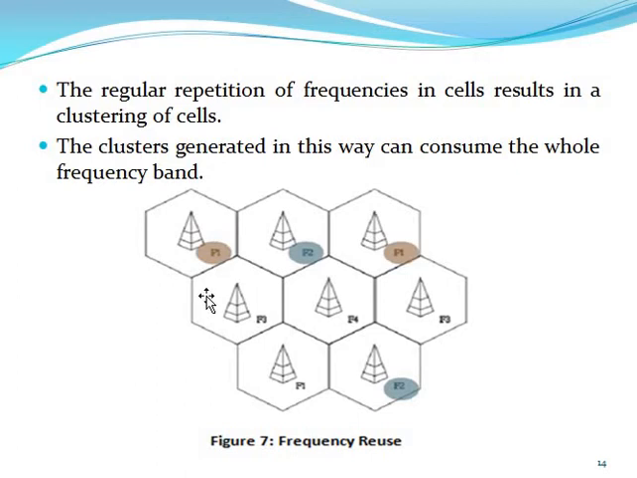So you can see that this is the frequency reuse. This is one tower, and then you can see P1, P2, all the clusters, and this is the frequency. So this is how the frequency is used. We have discussed also that the regular repetition of the frequency in the cells results in the clustering of the cells. The cluster is generated in a way that we can consume the whole frequency band. So this is the structure of the frequency reuse.